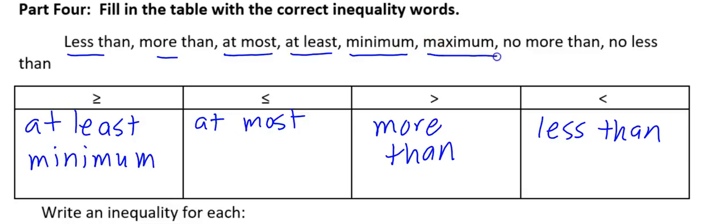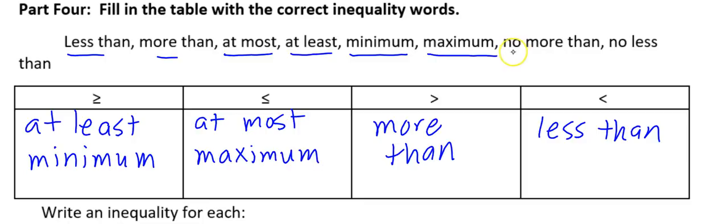The next one, maximum, would be the opposite. If I can have a maximum of 4 people in my car, that means 4 people can ride in my car, 3 people can ride in my car, 1 person can ride in my car, but no more than 4. That would be less than or equal to. So this would be maximum.